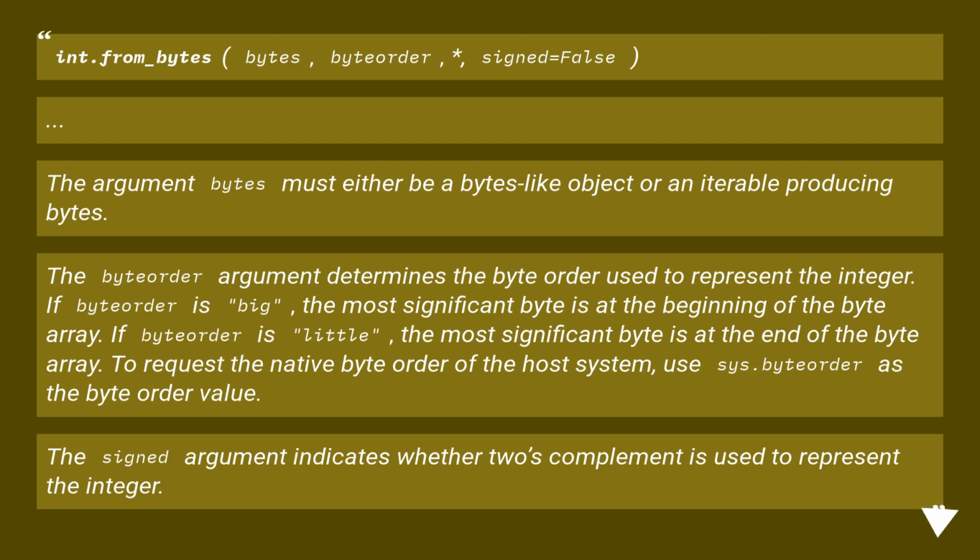If byteorder is "big", the most significant byte is at the beginning of the byte array. If byteorder is "little", the most significant byte is at the end of the byte array. To request the native byte order of the host system, use sys.byteorder as the byte order value. The signed argument indicates whether two's complement is used to represent the integer.